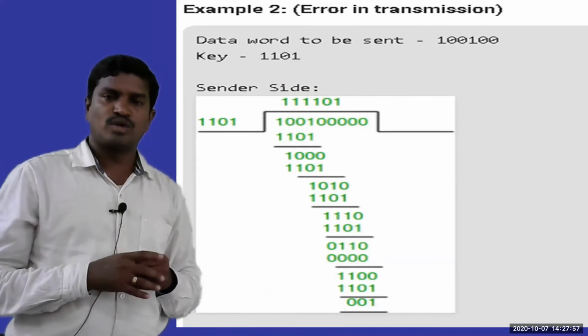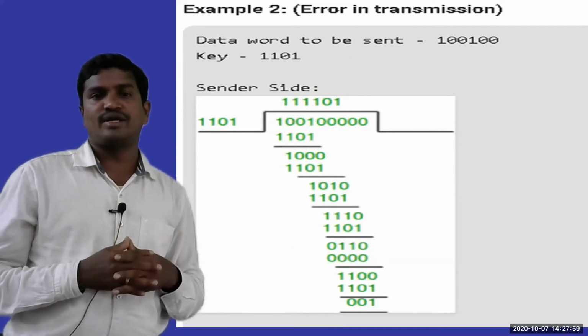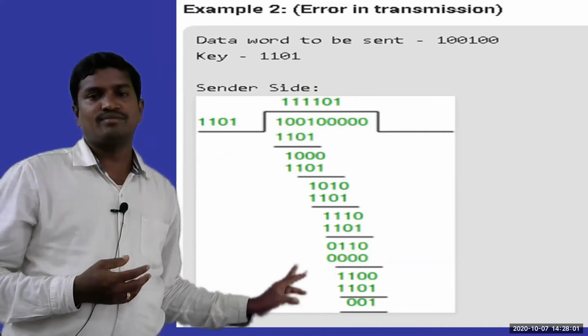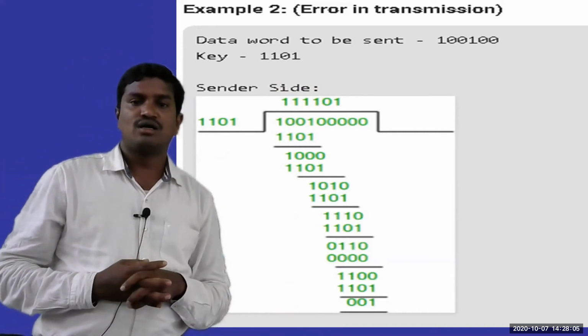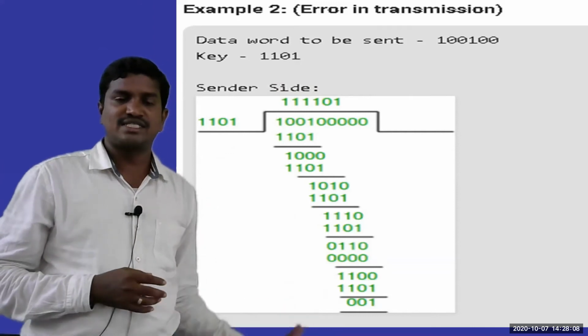Now what we will do is, as part of an exercise, you corrupt any of the bits of the data word or whatever it may be. In that code word you corrupt one bit and you do the same process again, then you will get a non-zero syndrome at the receiver. This is at the sender side.